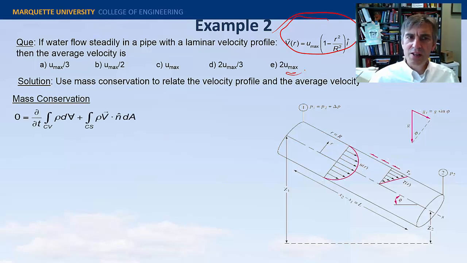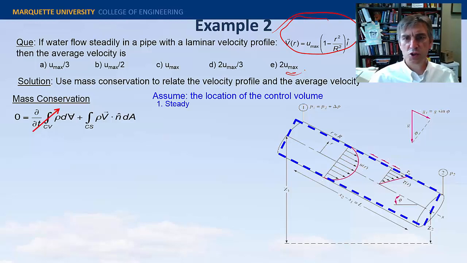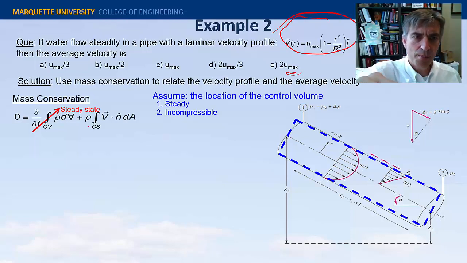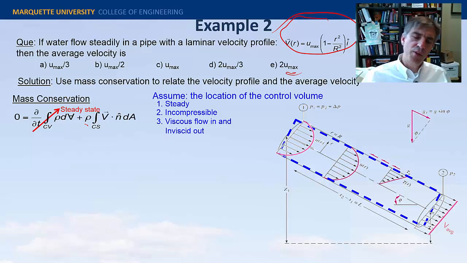So let's use the conservation of mass equation here. Here's my control volume. I'm assuming that this is steady, so away goes the unsteady term. I'm assuming that it's incompressible, so I pulled the rho out of the integral. Viscous flow in, viscous flow out. And there's more than one way to solve this problem. I'm going to do it like this.